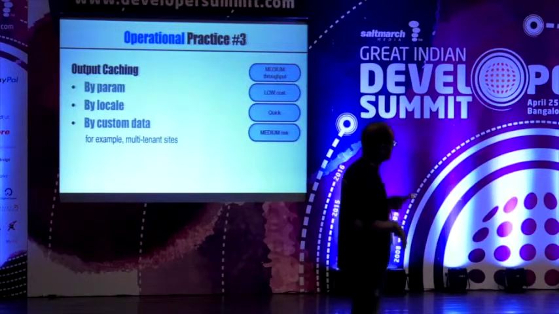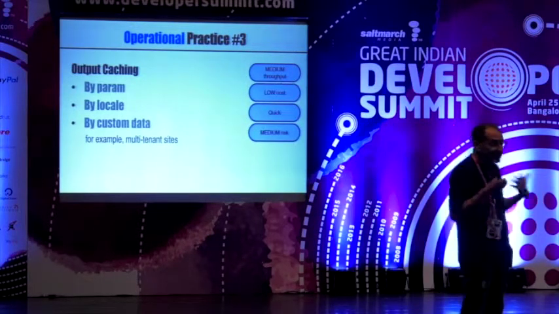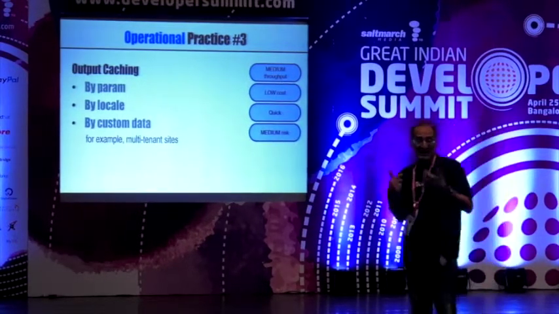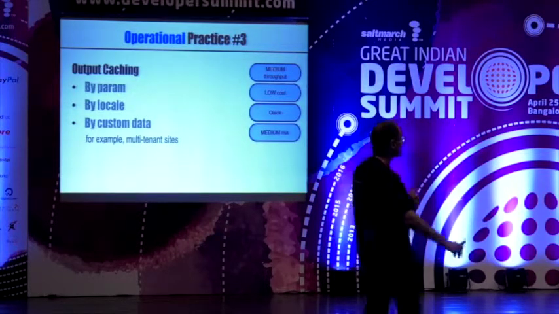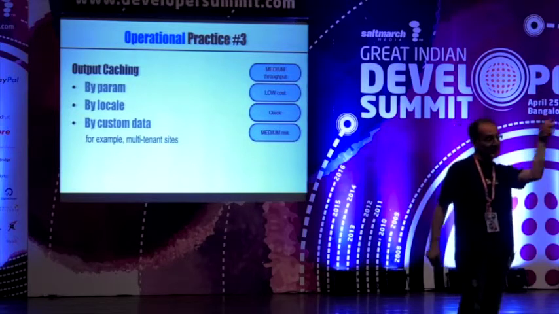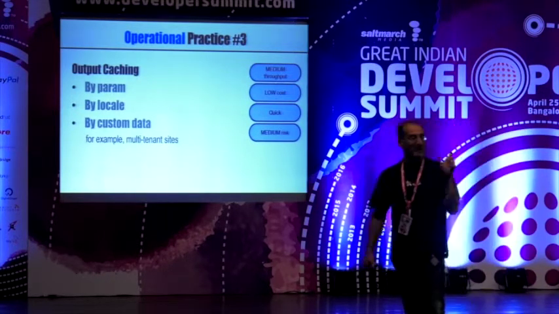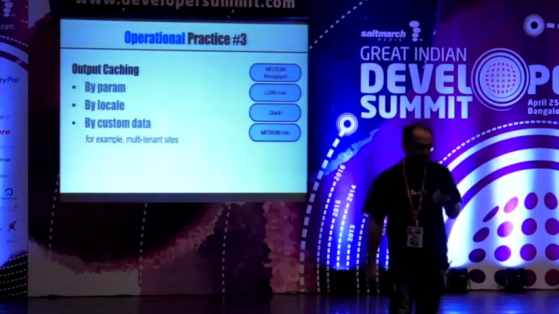But actually it has a medium throughput because it's a form of front caching, with a low cost of implementation, very, very quick, because in ASP.NET at least, it is mostly about decorating a method on a class with an attribute.